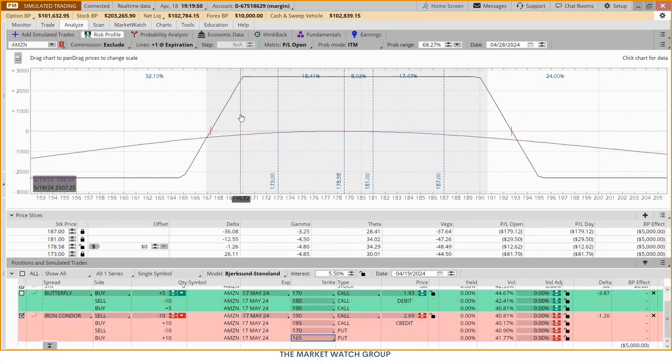And you'll notice now I've got this range. It's from 170 to 190. And I have max in between. Now I'm still in trouble if I get out to 192.5, or if I get down here, right? So it's very similar. What's my delta? Neutral. What's my theta? Positive. What's my vega? Negative. So what's the difference then?